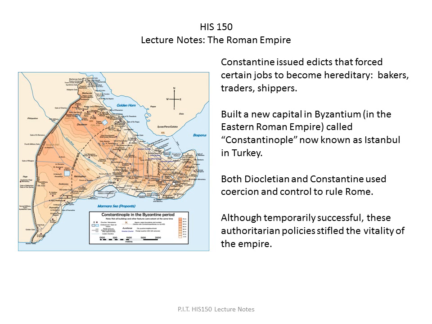So Constantine issued edicts that forced certain jobs to become hereditary. So bakers, if your dad was a baker, you became a baker. If your father was a trader, you became a trader, and so on and so forth. Even up until the 1700s, many of these jobs were hereditary. If your father was a blacksmith, you became a blacksmith. And a lot of our last names come from this idea that our trade is hereditary.